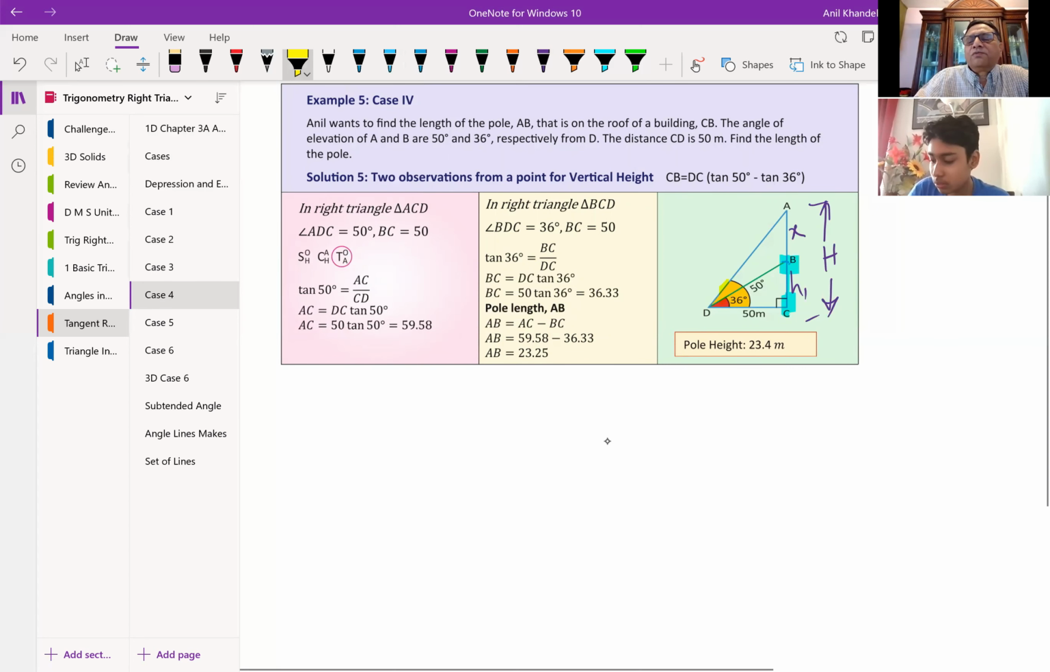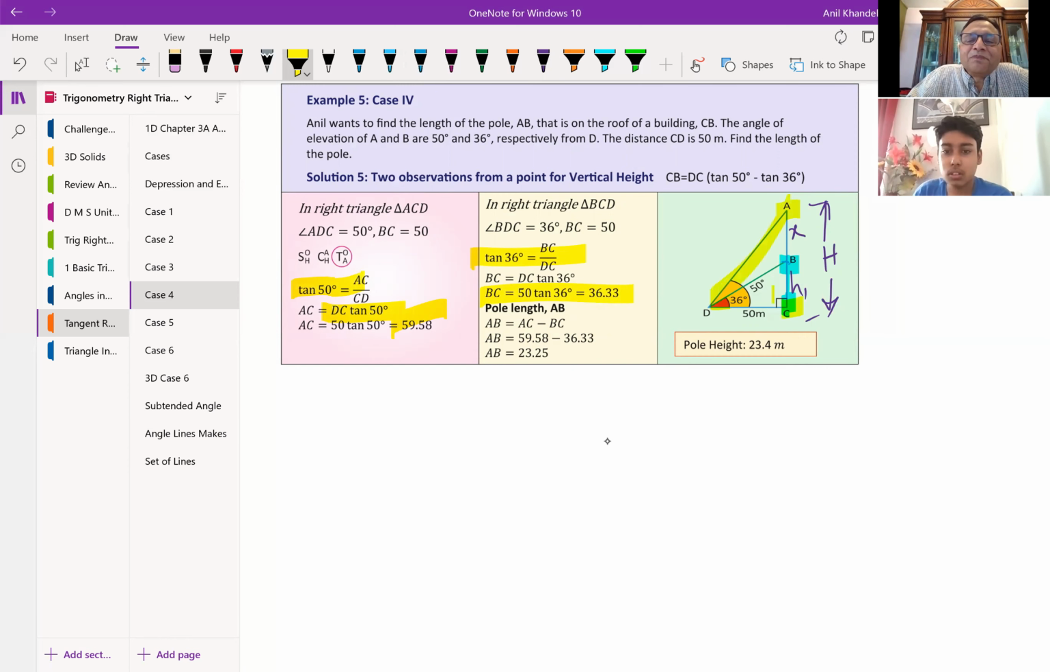So I first sorted out the bigger triangle, tan of 50. I said A to C is DC times tan of 50, correct? And I found that to be 59.58, capital H. Then I solved the smaller triangle. Order doesn't matter. You could do any one of them. Then you find BC as 36.33. So the distance which we wanted to find, from A to B, is the difference of the two, and then you get your answer, correct? Yes, sir. So we just subtracted the two lines, basically. Easy. Yes, sir.